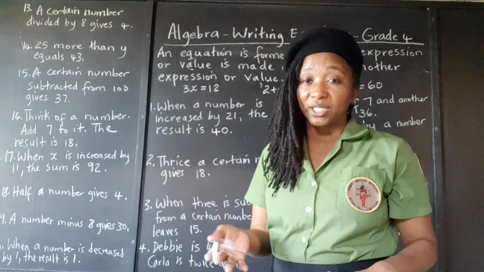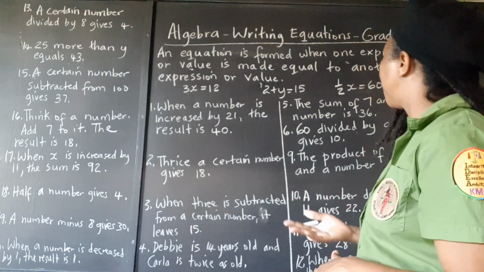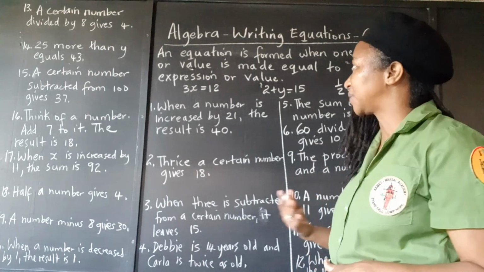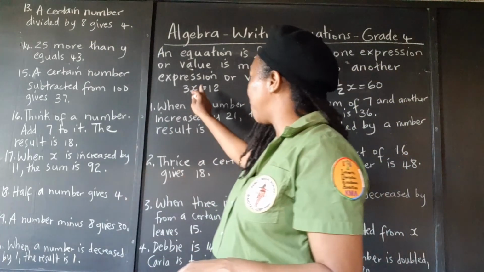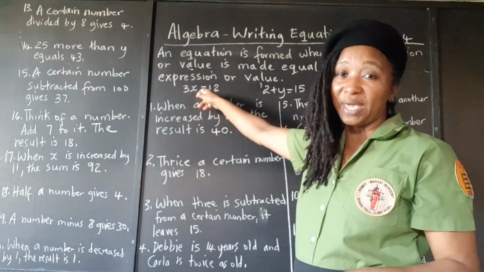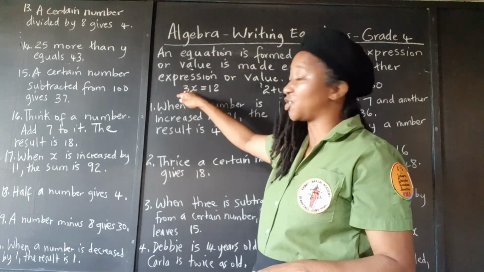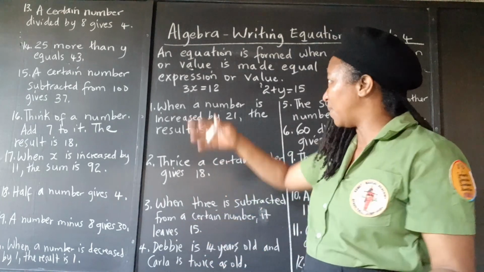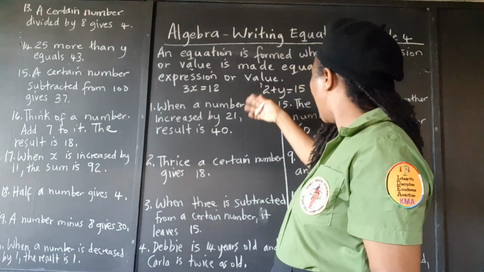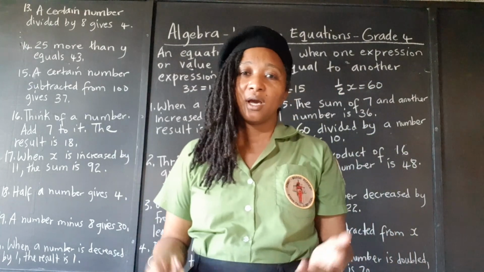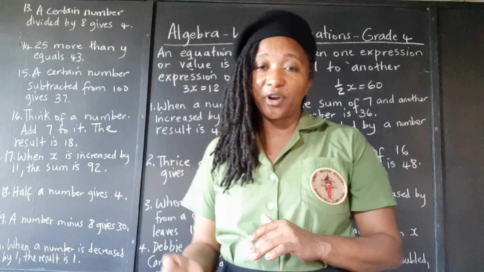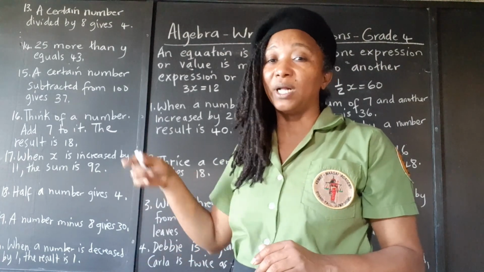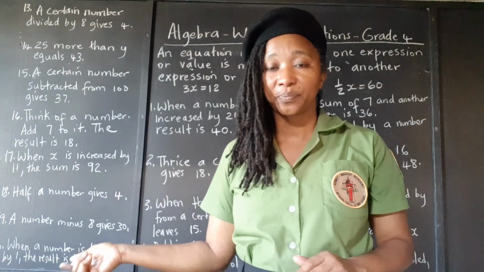So what is an equation? An equation is formed when one expression or value is made equal to another expression or value. So we are looking for the equal sign. This is what makes it an equation. Otherwise, it's just an expression. You're just saying, what is happening? What am I doing to x? What am I doing to y? What am I doing to the two numbers? One step further to that is making that expression or making that value equal to a result.